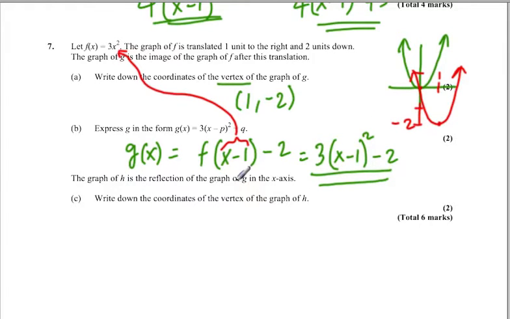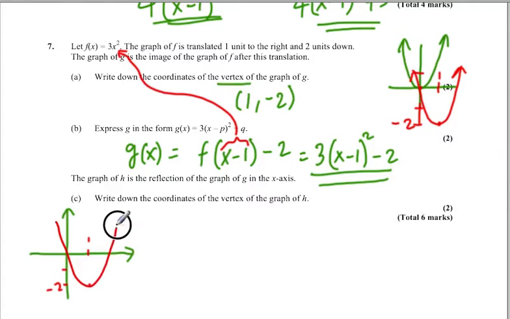The graph of h is the reflection of the graph of g in the x-axis. Write down the coordinates of the vertex of h. So this red one is g. I think, you know what, I'll draw it again, and I'll draw it in red, so here we go. So 1 unit to the right, and then 2 down. So that's -2. Here we go. And so there's some graph that looks like this. Okay, so there's some graph that looks like this.